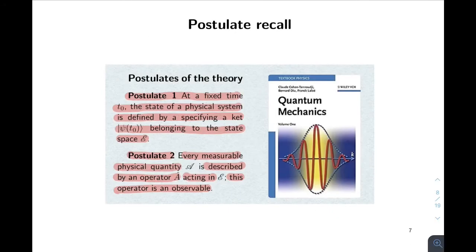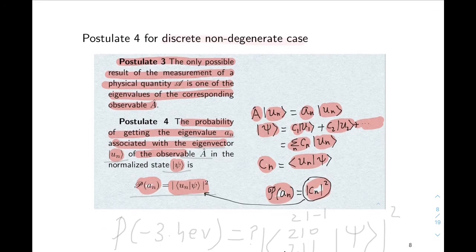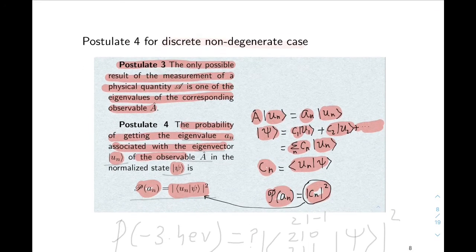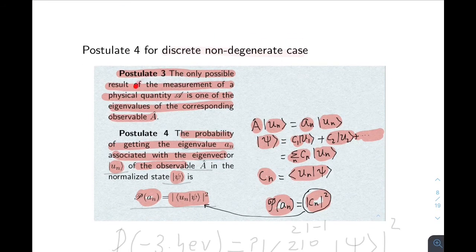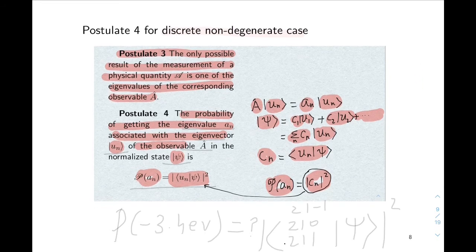Now let's recall the postulates we studied in our last semester, taken from this book. Postulate 1 tells us that the state of the system is represented by a vector denoted as a ket vector. Postulate 2 tells us that the measurable quantities are represented by Hermitian operators. Postulate 3 tells us that the measurement results are the eigenvalues of the corresponding operator, and postulate 4 tells us how to calculate the corresponding probabilities.